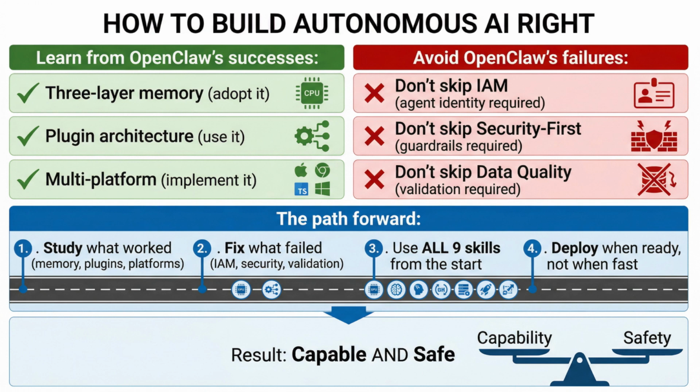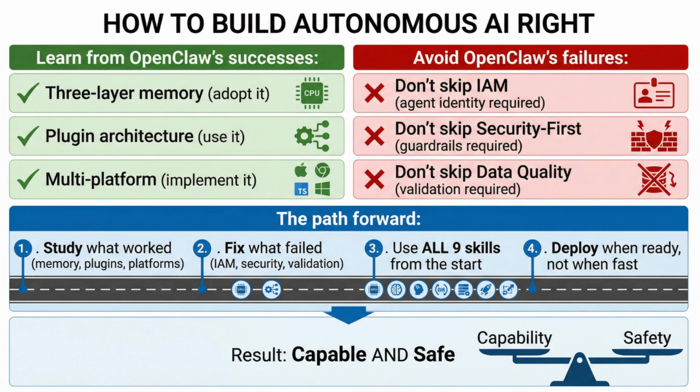Agent identity isn't optional. Implement IAM from day one with separate agent identities, role-based access control, and permission scoping. Security-first design isn't optional. Build input validation, sandboxing, and guardrails into the architecture, not as afterthoughts. Data quality isn't optional. Validate sources, verify content, track provenance. Use all 9 skills from the start.